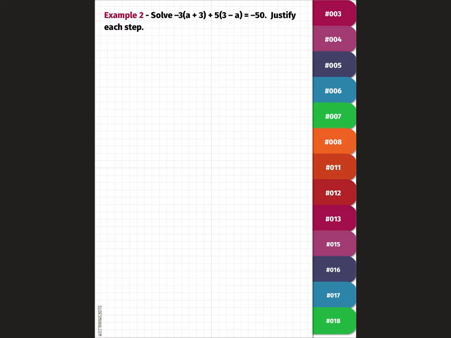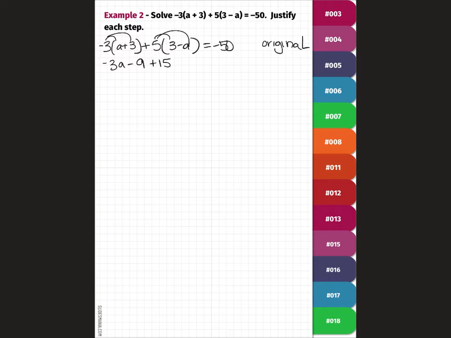So the first thing I'm going to go ahead and do is rewrite the equation. 3 minus a. And this is my original. And then I'm going to actually use the distributive property. So here and here. Oops. So that is negative 3a minus 9 plus 15 minus 5a is equal to negative 50. And I did that with the distributive property.